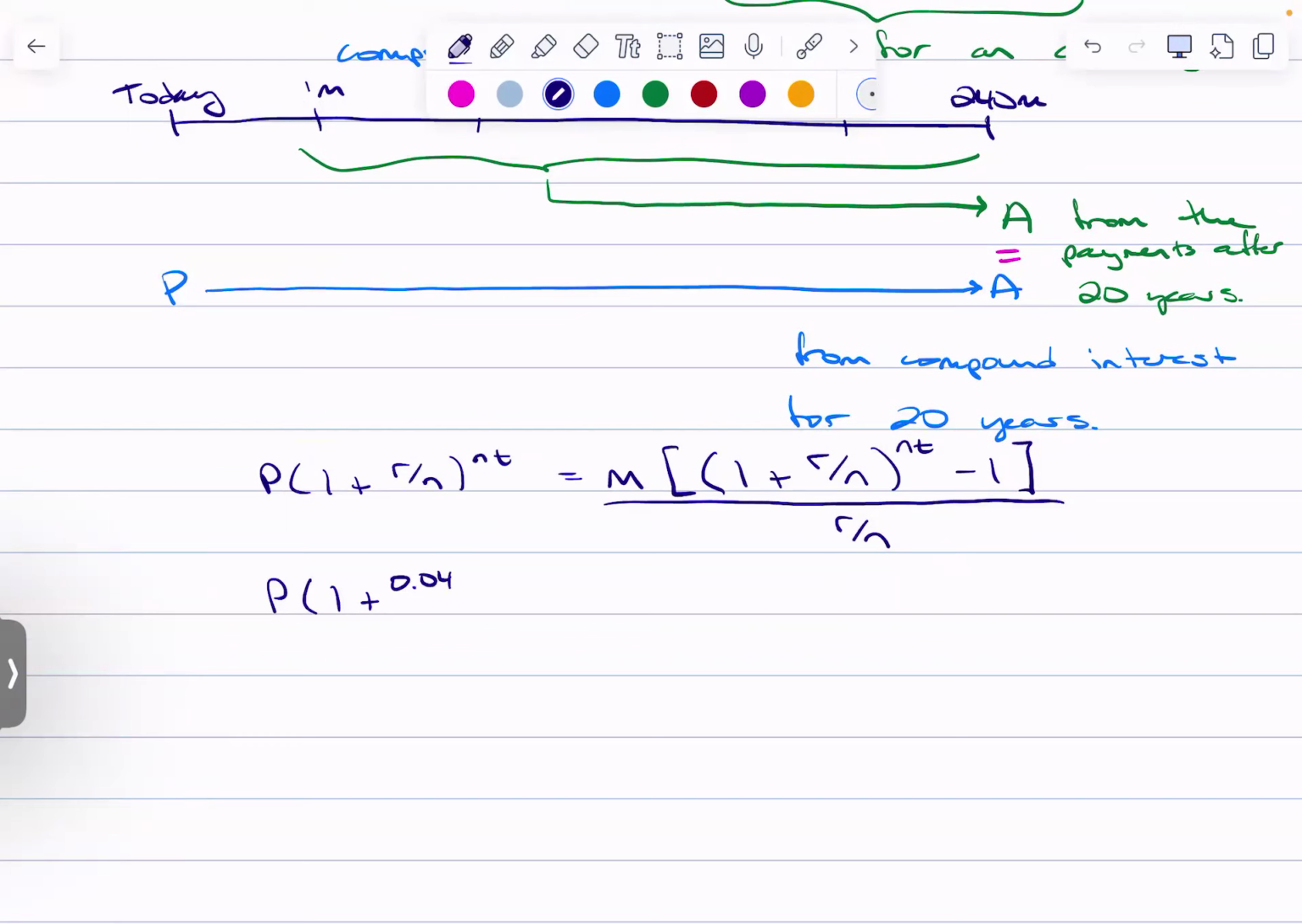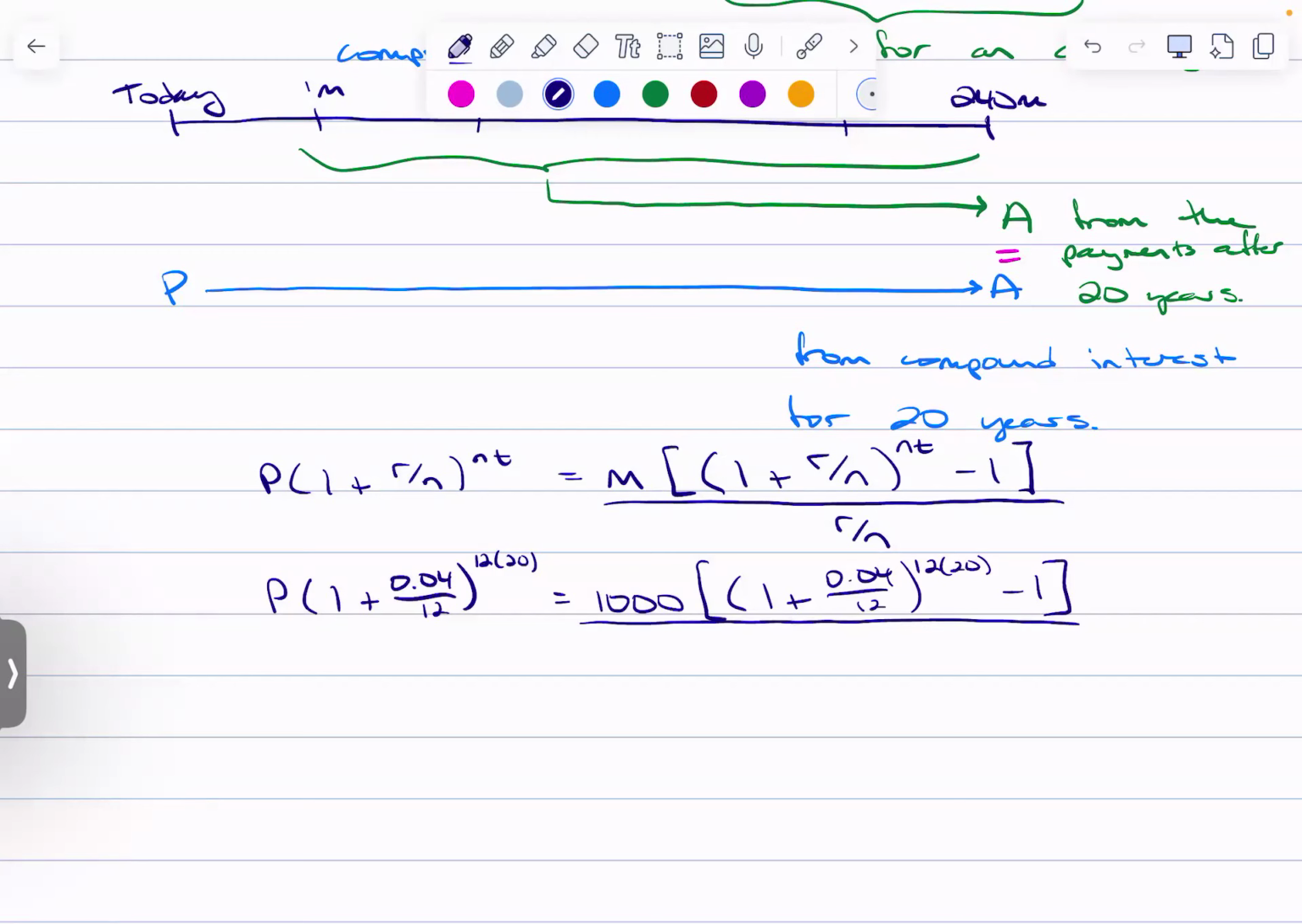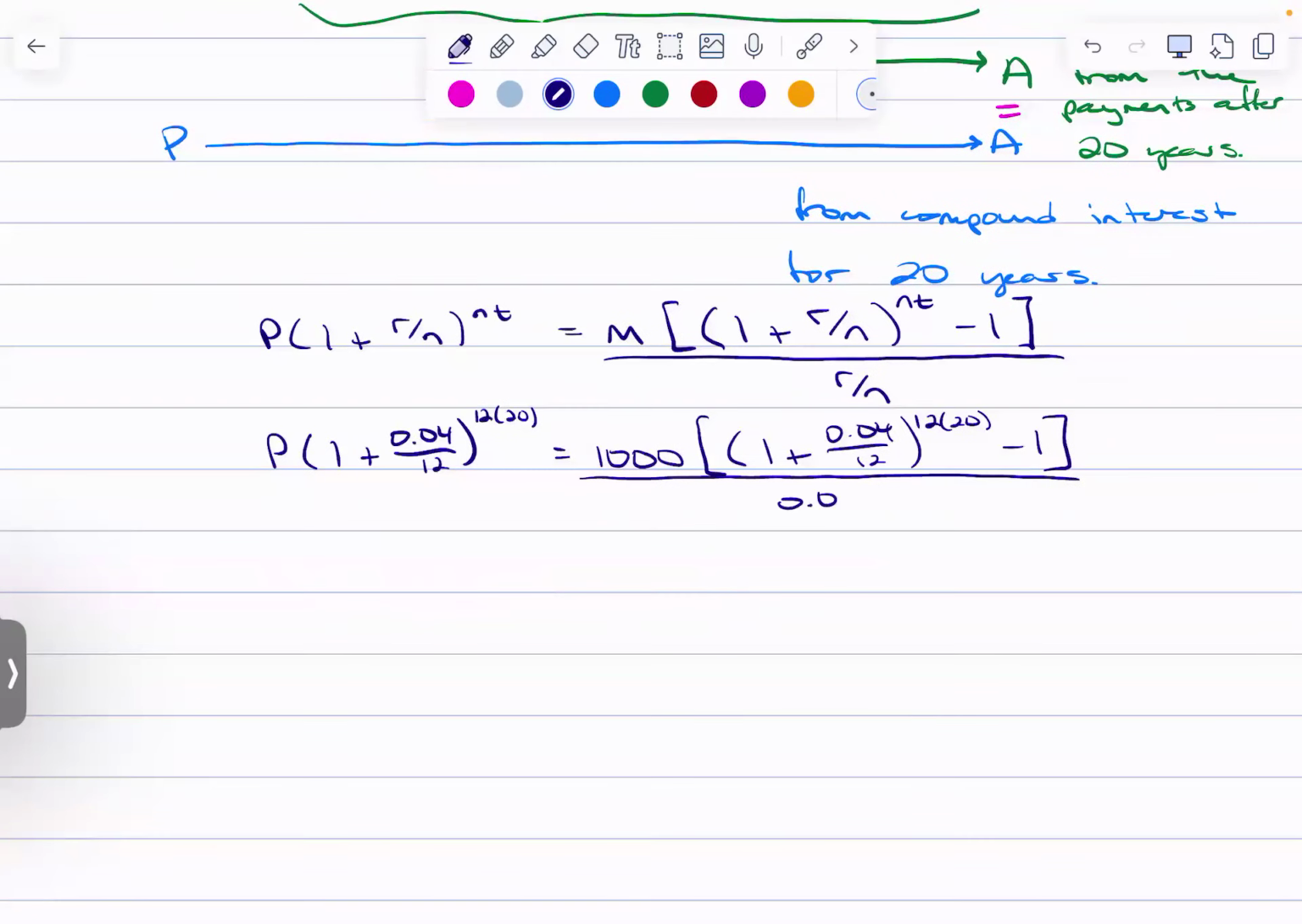One plus 0.04 divided by 12, right? We forced N to be 12 because we're getting monthly payments and they have to be the same. 12 times 20, we already decided, is 240. M is 1,000 times 1 plus 0.04 divided by 12 to the power of 12 times 20 minus 1, divided by 0.04 divided by 12.